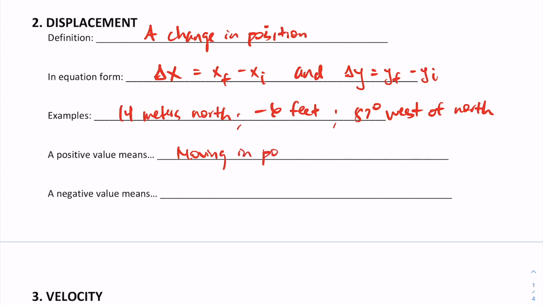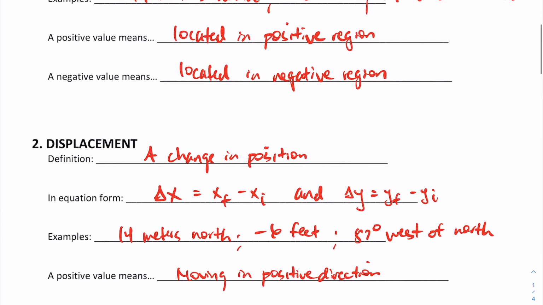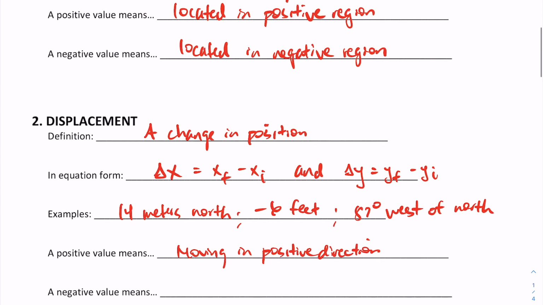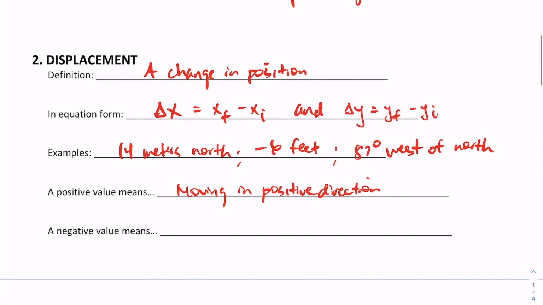A positive displacement means that the object is moving in the positive direction. Notice that was similar to a position, where a positive value for position means it's located in the positive direction. A positive displacement means it's moving in the positive direction. Okay, a little bit different from each other. Similarly, a negative displacement means that the object is moving in the negative direction.